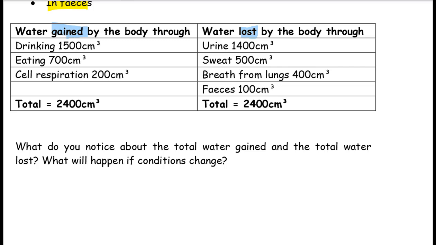So anyway, getting back to this then. This shows where we gain water from, and this shows where we lose water from. So we can gain water through drinking, eating, and respiration, but we lose water through urine, sweat, breath from lungs, and feces. Now, if you have a look at this, what you'll notice is the amount of water that we take in equals the amount of water that we lose. So that's how your body balances how much water it's taking in. Whatever it gains is the amount that it loses. And that's what it tries to do in most situations.